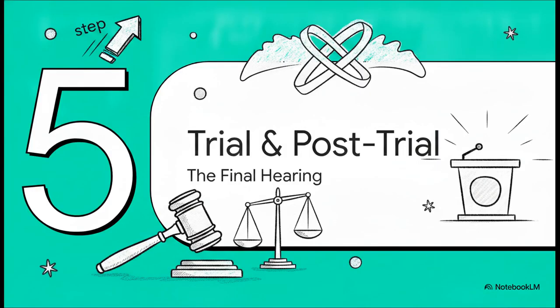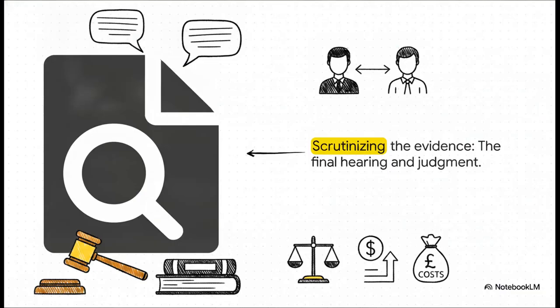Section 5. Trial and post-trial. Despite the system's absolute best efforts to settle disputes early, some cases will inevitably make it all the way to a final hearing. This is where meticulous scrutiny of the evidence happens. The trial involves opening speeches by the advocates, the presentation of witness evidence, intense cross-examination, expert testimony, and closing speeches. The whole thing culminates in the judge delivering a judgment on liability, quantum, which just means the amount of damages, and a detailed assessment of who pays the hefty legal costs.